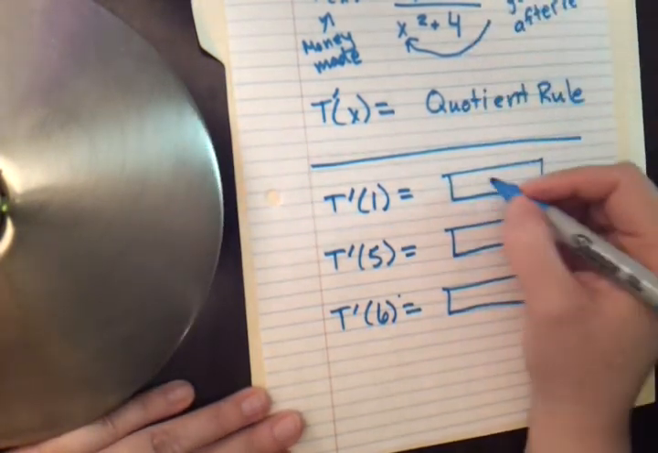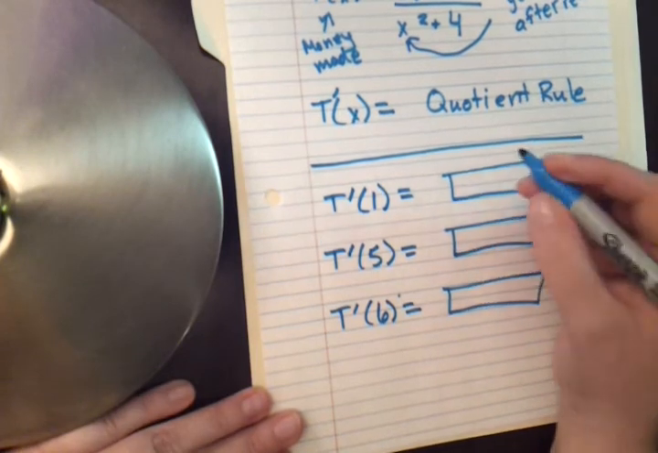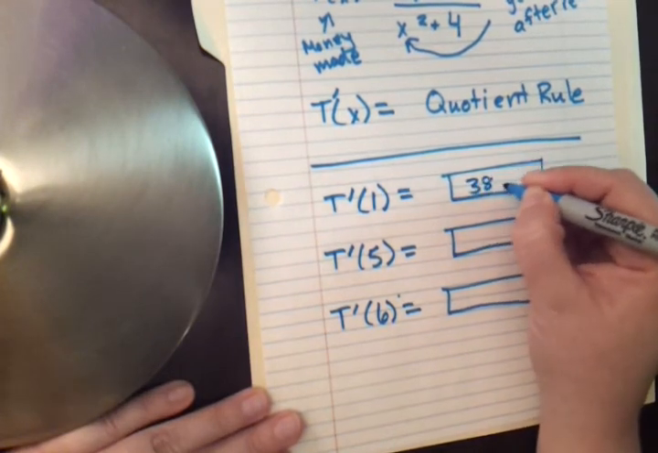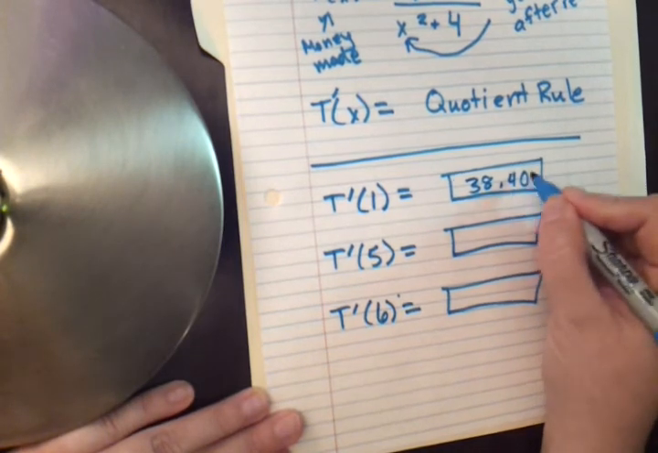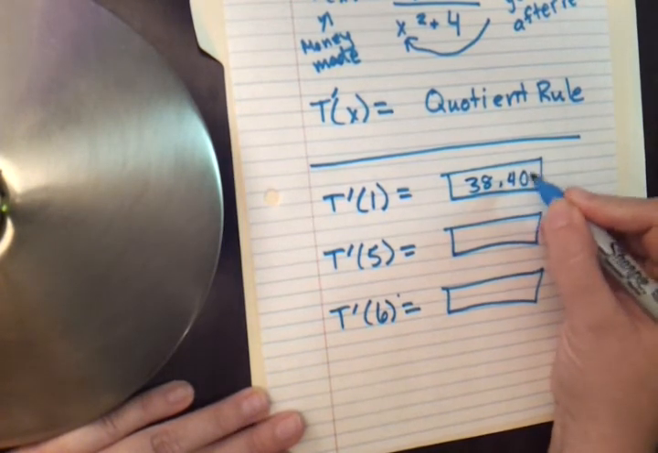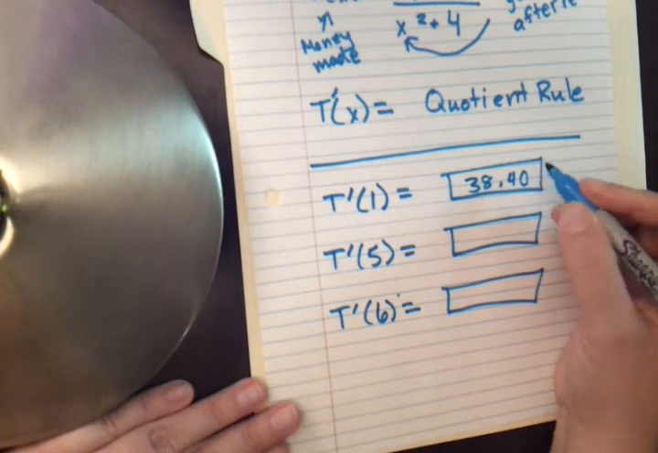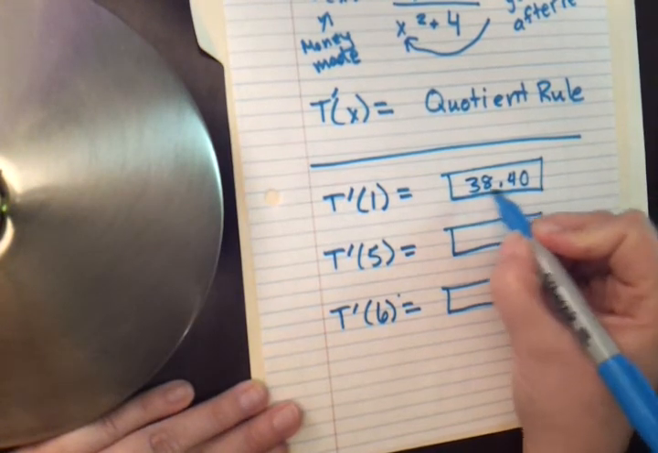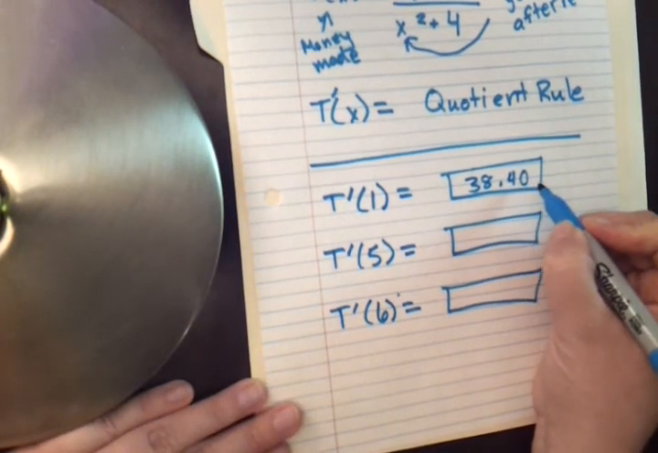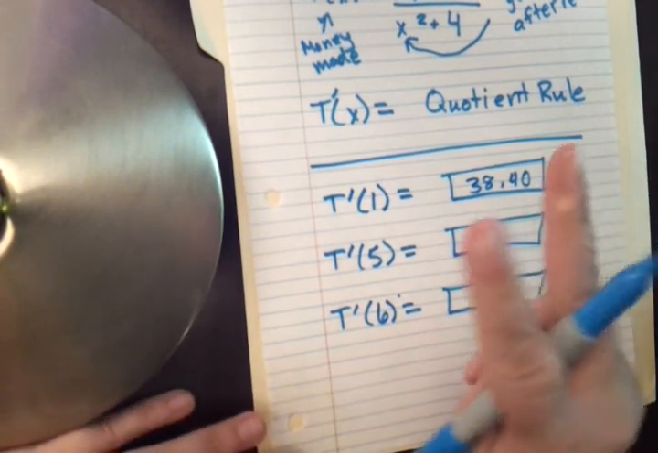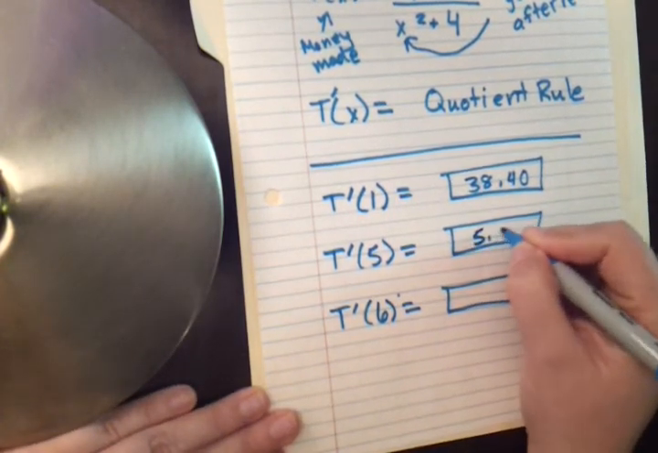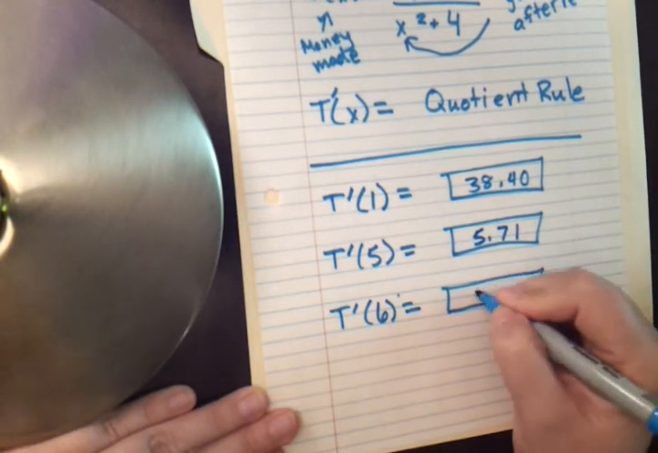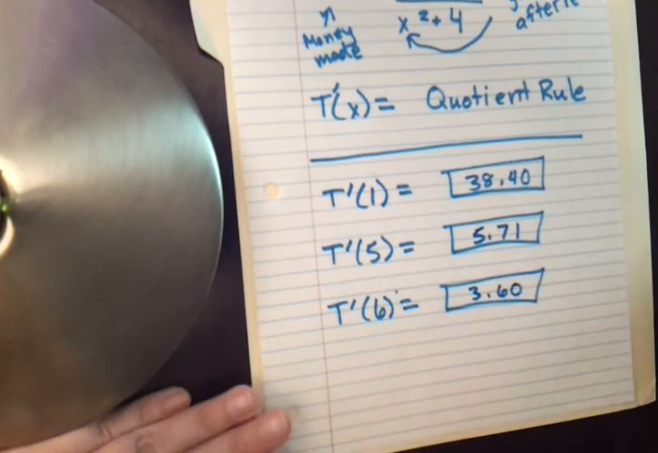For mine, if you worked through it with all of these values, you would wind up with 38.40 million. Make sure that you use the 0 here. If you wind up with a 0 in the second decimal place, I know 38.4 and 38.40 seem like the same thing, but WebAssign wants 2 decimals, so make sure you put both of them in there. This one would be 5.71. This one would be 3.60.